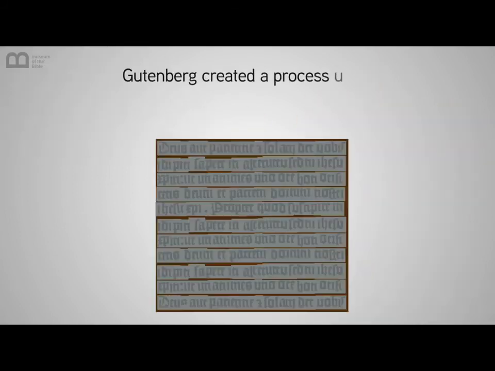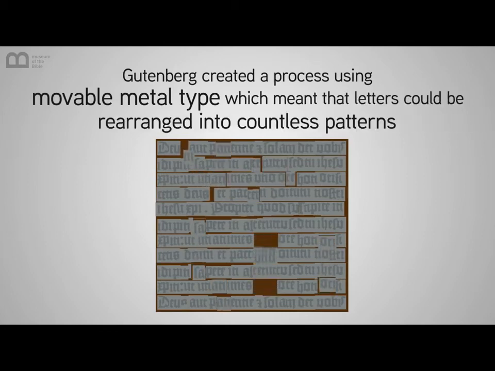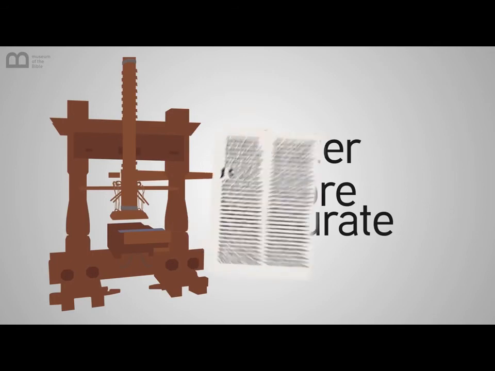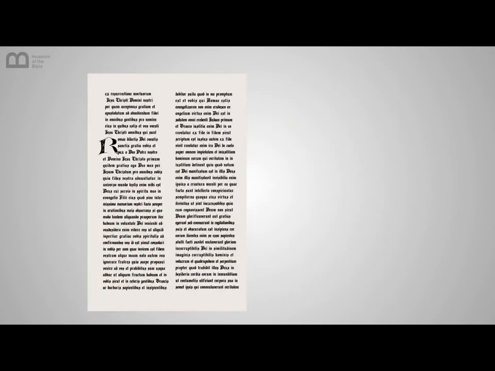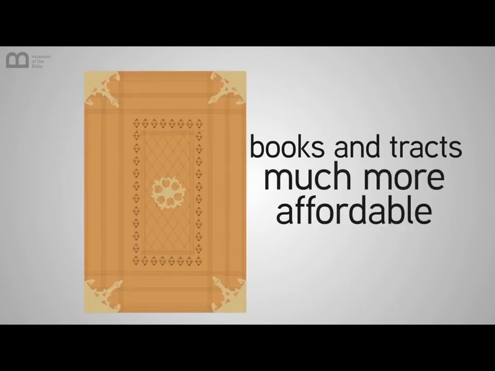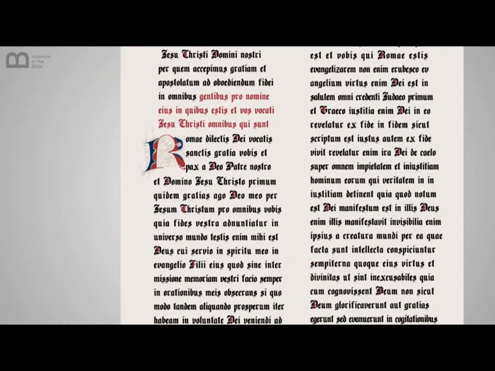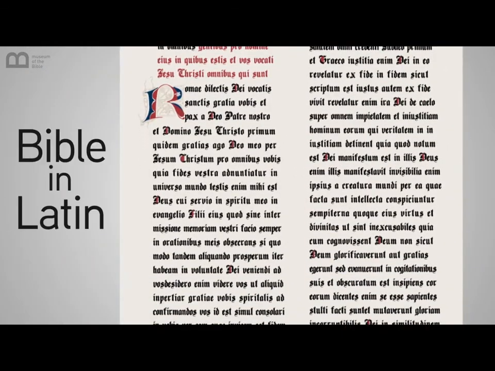Gutenberg created a process using movable metal type, which meant that letters could be rearranged into countless patterns. This was faster and more accurate than any previous method. It made books and tracts much more affordable. Gutenberg's first major project was printing the Bible in Latin.